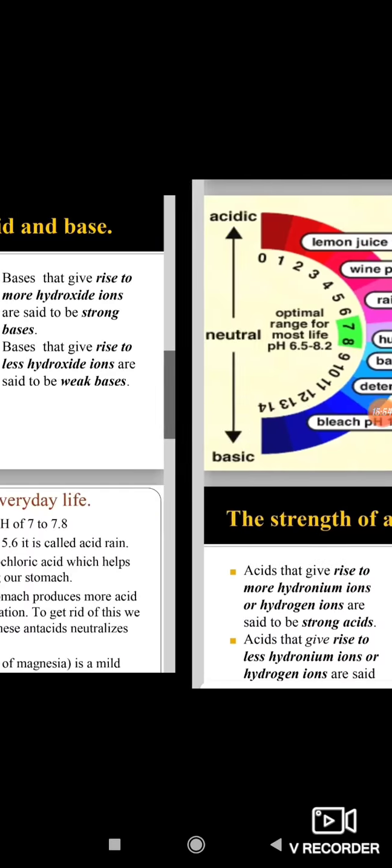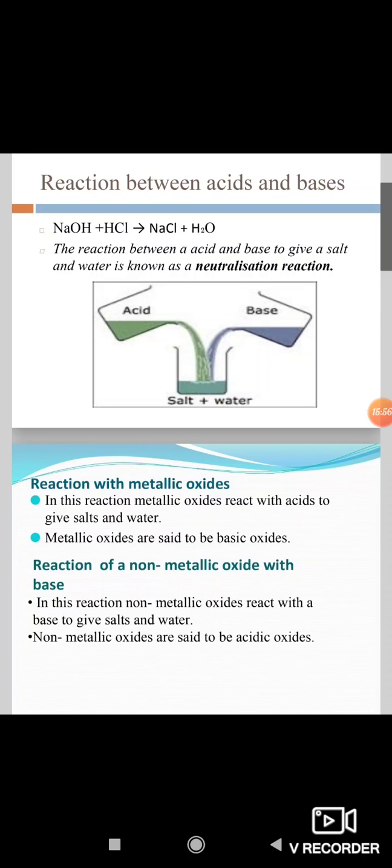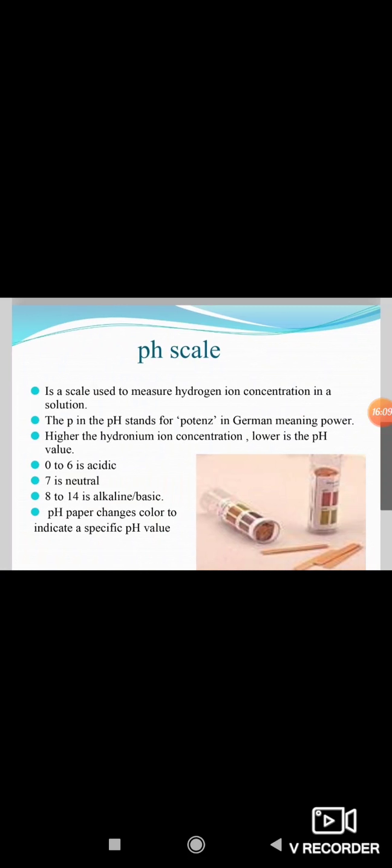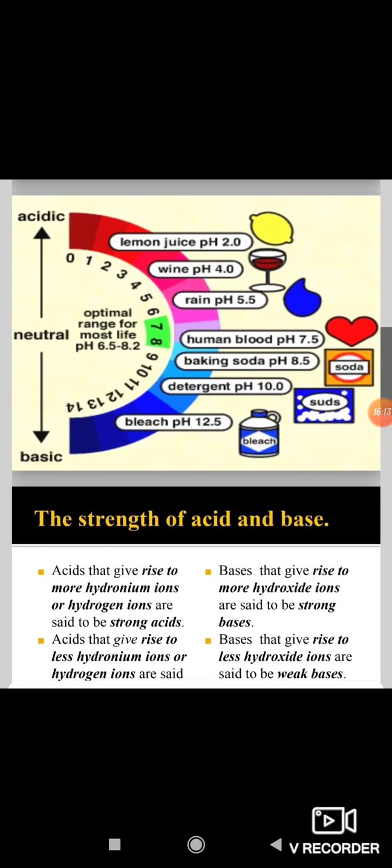Okay dear students, today we discussed the reaction between acids and bases, what happens to an acid or base in a water solution, the importance of pH value, and the strength of acids and bases.